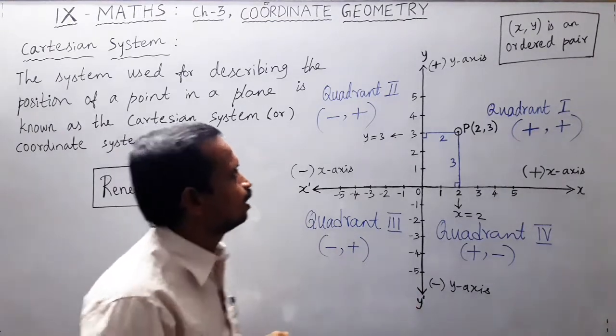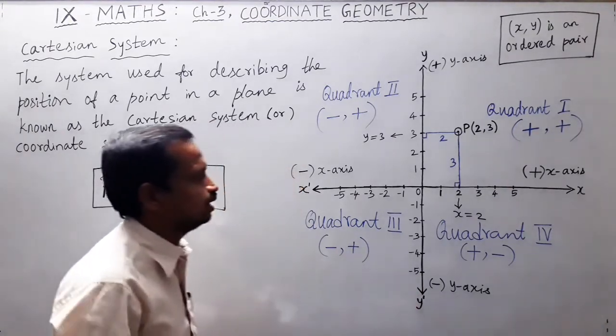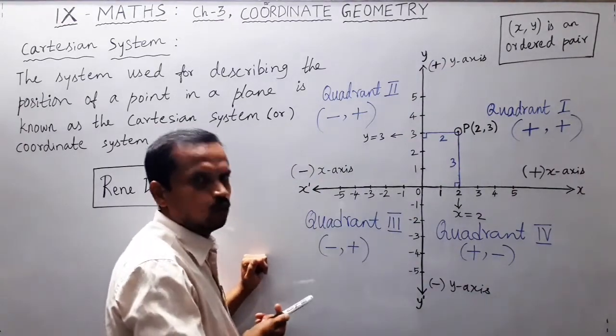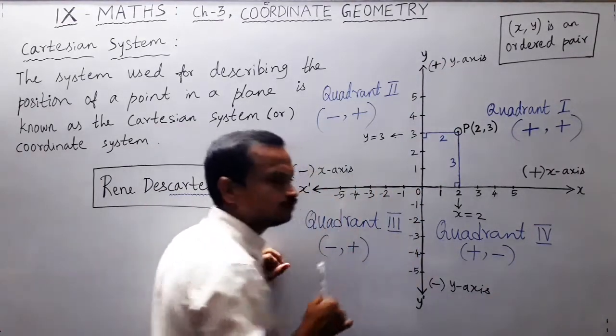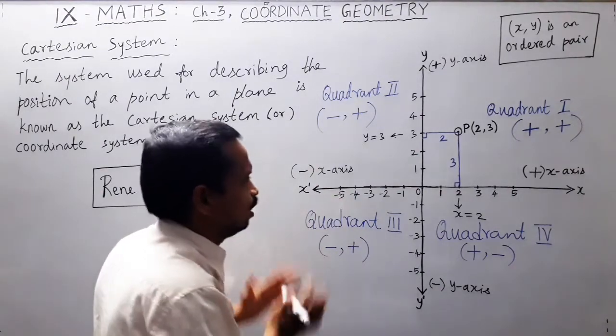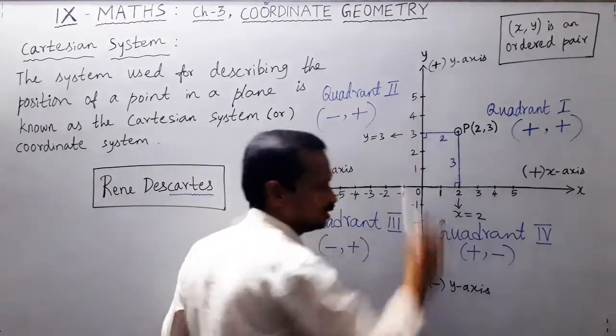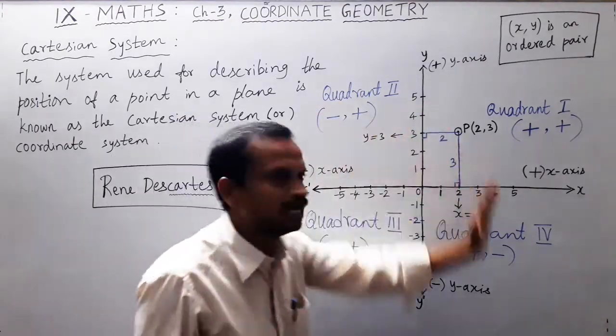That's all. Another thing you have to say: this is a plane. Just consider this board as a plane, and I have drawn the x and y axes there, horizontal and vertical. So this is a coordinate plane.